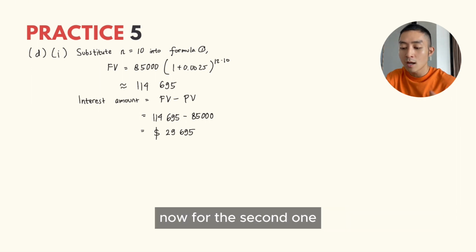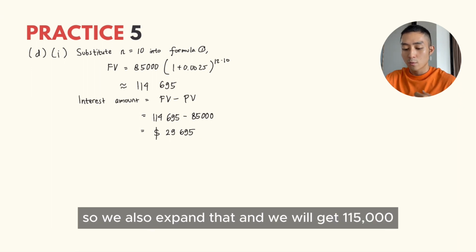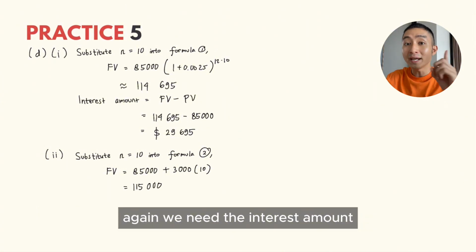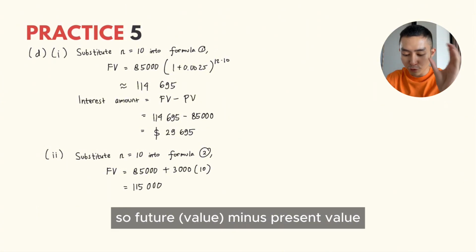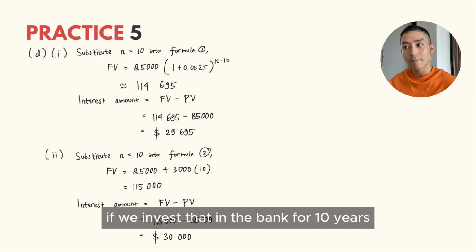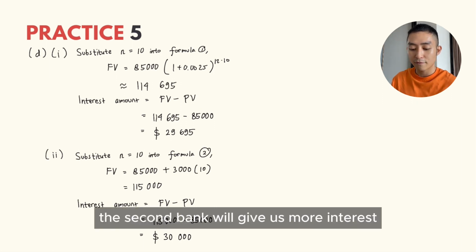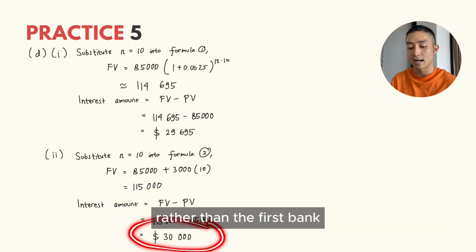Now for the second one, we substitute n equals 10 into the second formula. So we also expand that, and we will get 115k. Again, we need the interest amount. So future minus present value, and we get that the interest amount is 30k. If we invest that in the bank for 10 years, this implies that the second bank will give us more interest than the first bank.